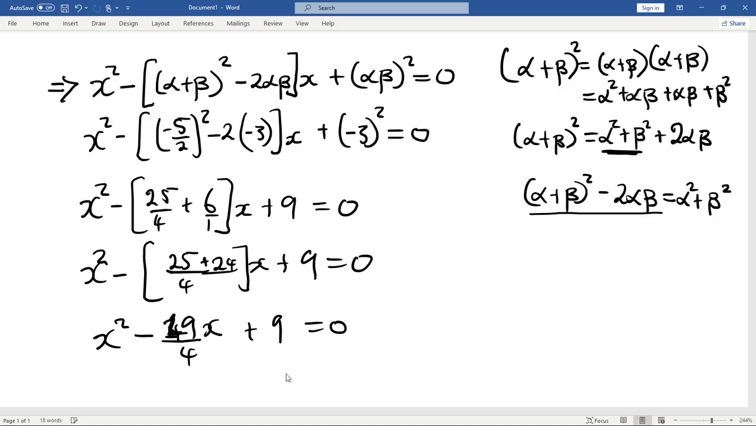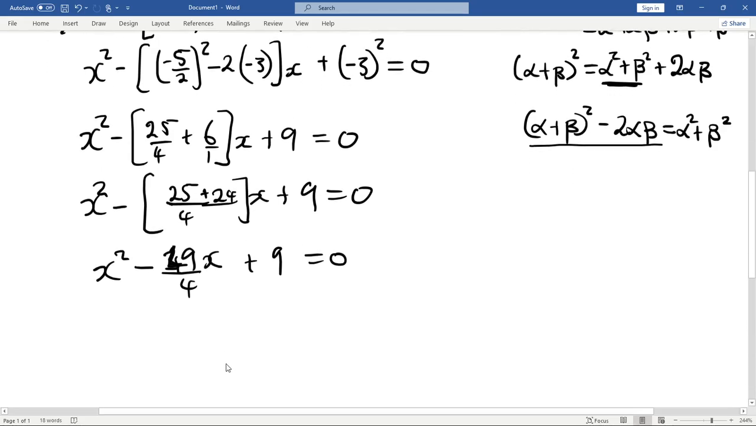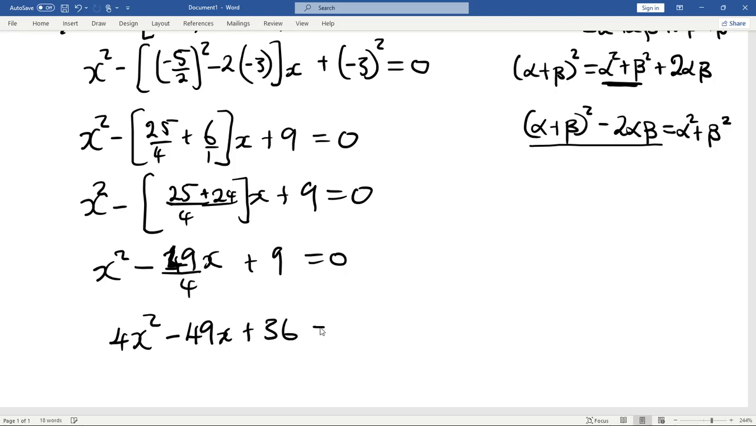So this is the equation that we have here, but if you want to get rid of the fraction, we can simply multiply by 4 throughout. So we're going to have 4x squared minus 49x plus 36 equal to 0. So this is the new equation that can be formed by the squares of the roots of the original equation. Alright, thank you.